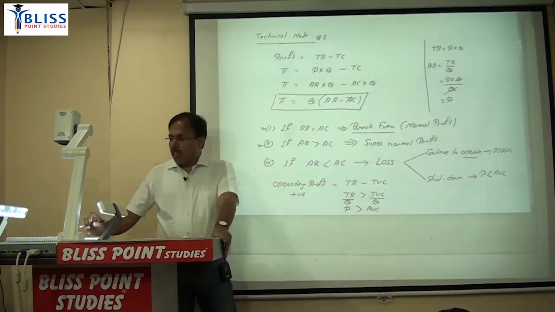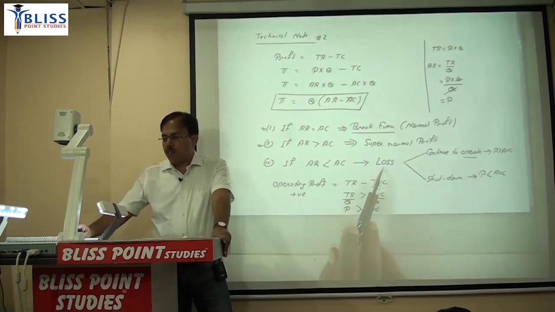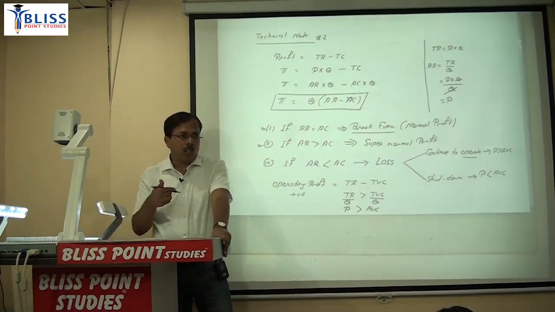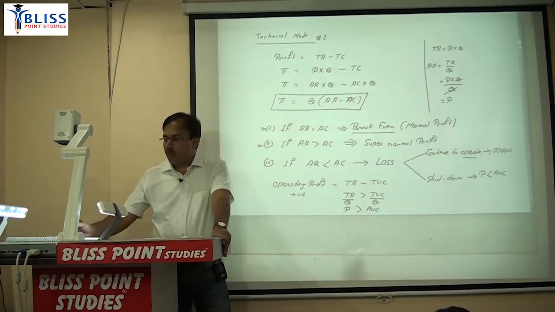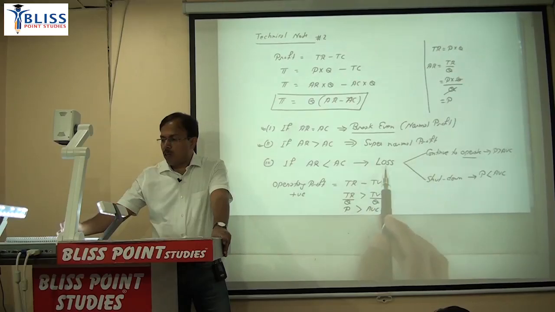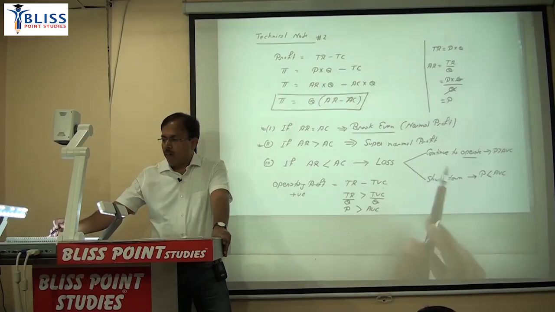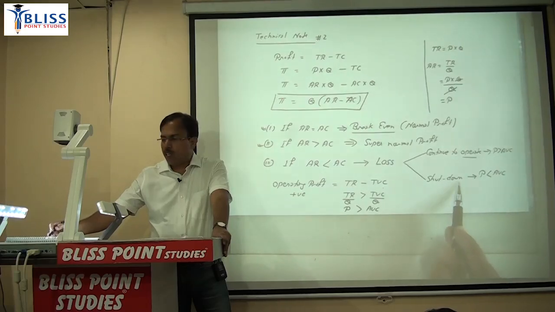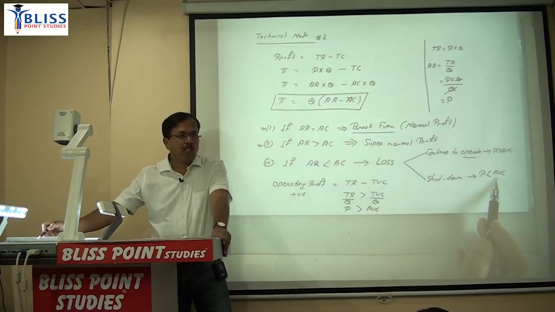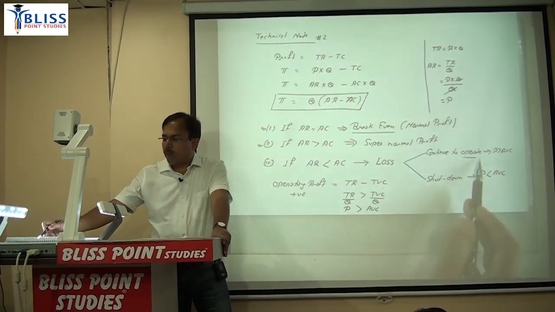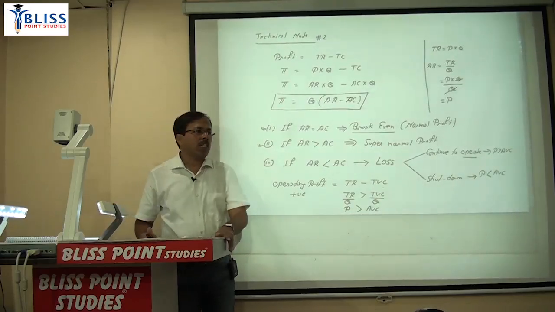So just remember, in the case of loss, because you have to show different conditions graphically as well as in equation form, in loss condition there are two possibilities. Firm may continue to operate or firm may shut down. Firm will shut down if price is less than average variable cost, and firm will continue to operate if price is greater than average variable cost.